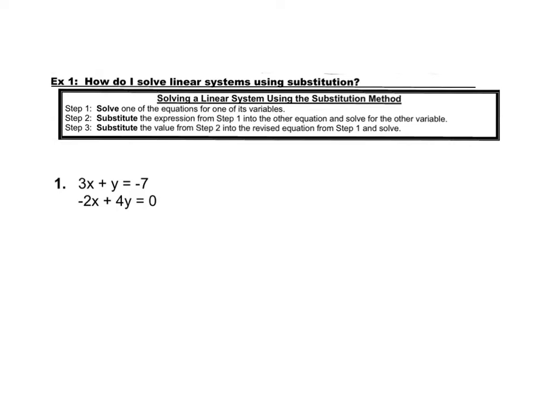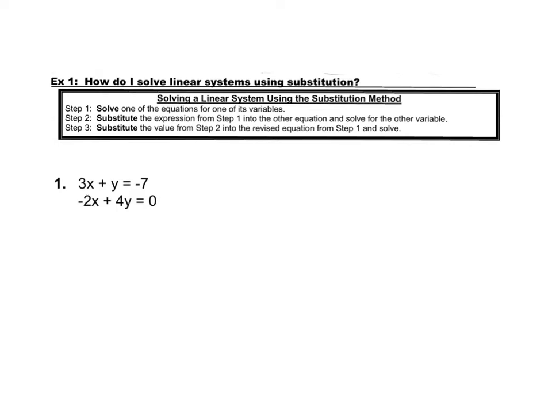Remember, solving a linear system using the substitution method: Step 1, you solve one of the equations for one of the variables. Step 2, you substitute that expression from step 1 into the other equation and solve for the other variable. And then step 3, you substitute again the value from step 2 into the revised equation from step 1 and solve.